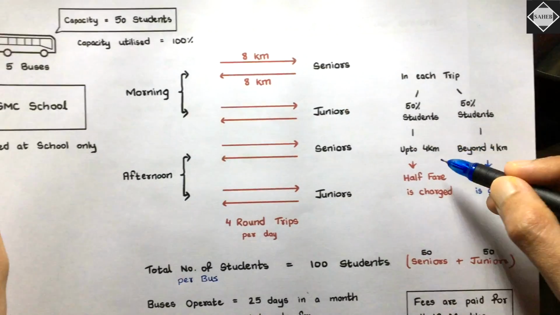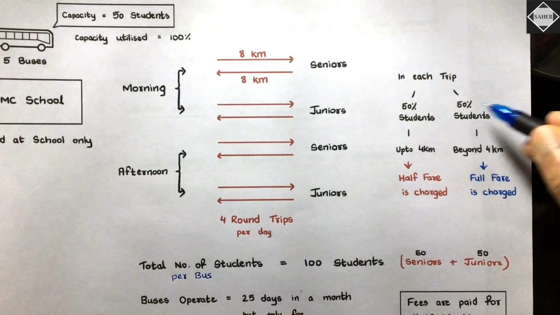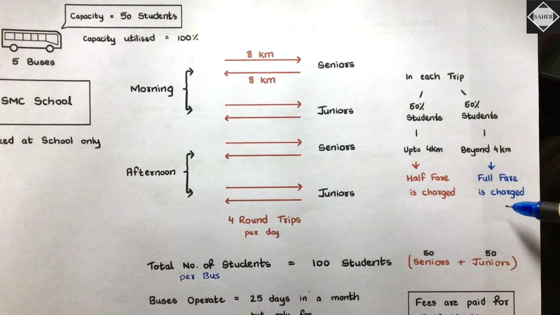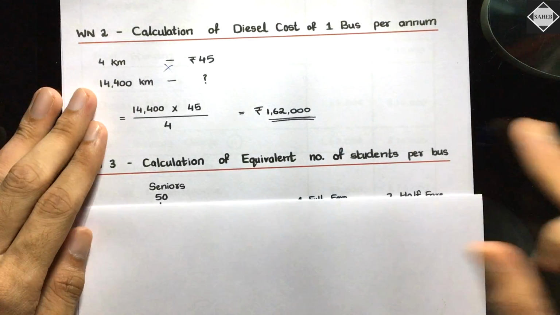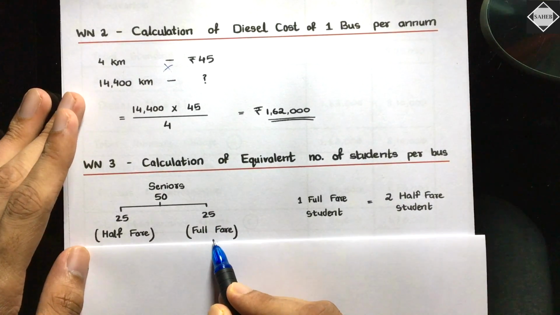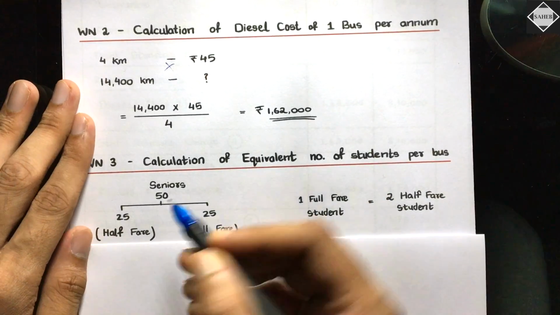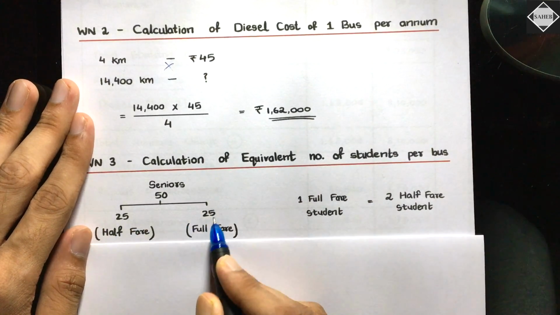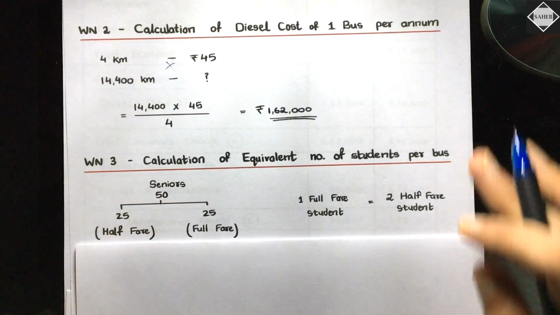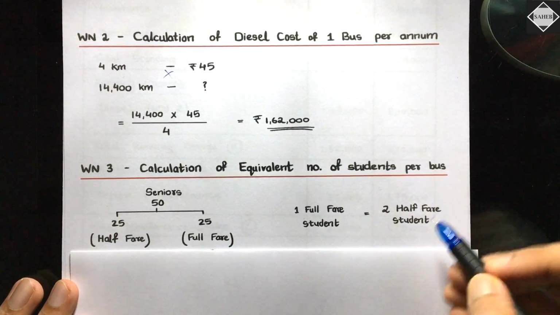50% of seniors are living within 4-kilometer distance. For them, half fare is being charged, and the remaining 50% of the seniors live beyond 4 kilometers, so full fare is charged, right? So see here, 25 half fare seniors and 25 full fare seniors. Do you understand this? 50 into 50% is 25 seniors, and the remaining 25 seniors are full fare.